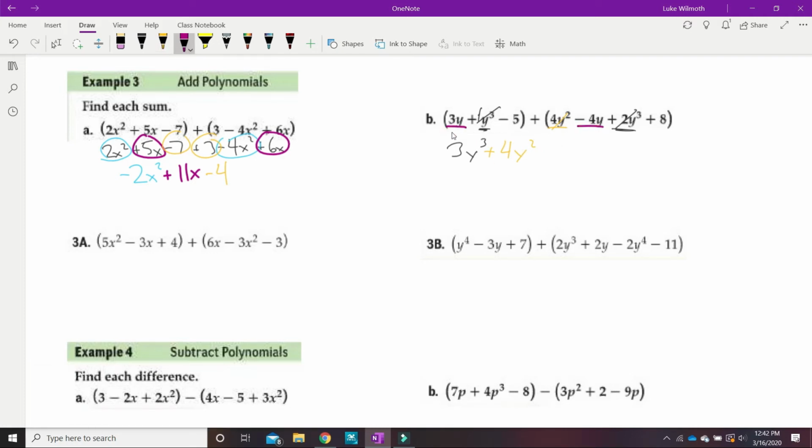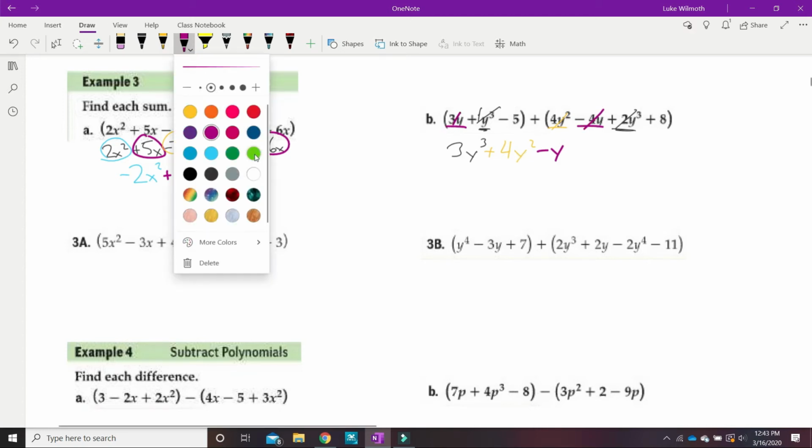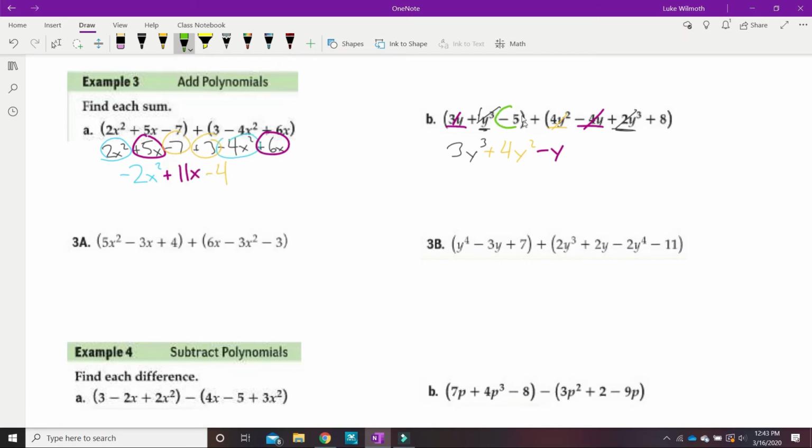Okay, let's look for the y's. I got 3y minus 4y. 3 take away 4 is negative 1y, which I can write as minus y. And then finally, I've got my minus 5 and plus 8. Minus 5 plus 8 is going to be a total of positive 3. That's it for that problem.